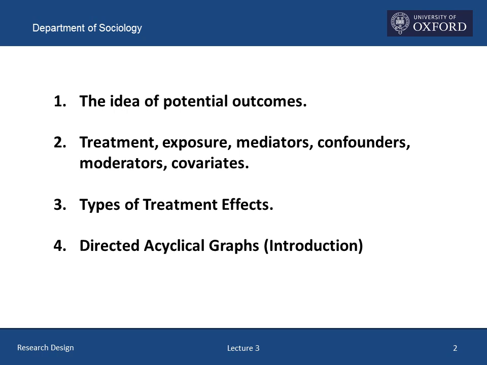In the third part, I discuss different types of treatment effect and why we might want to distinguish between them. Finally, in part 4, I briefly introduce some basic ideas about directed acyclical graphs, or DAGs. This is really a trailer for lecture 4, where they will be put to much greater use. Throughout this lecture, I draw rather freely on the exposition and examples used by Stephen Morgan and Christopher Winship in their excellent book Counterfactuals and Causal Inference.